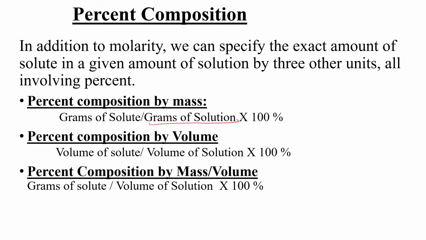Percent composition by volume is volume of solute divided by volume of solution times 100%. And percent composition by mass over volume is grams of solute divided by volume of solution times 100%. So let's do some examples for this topic.